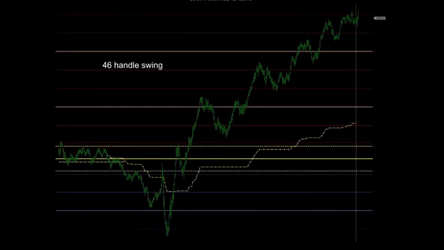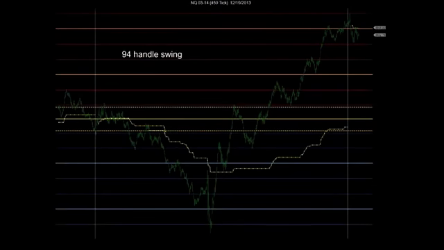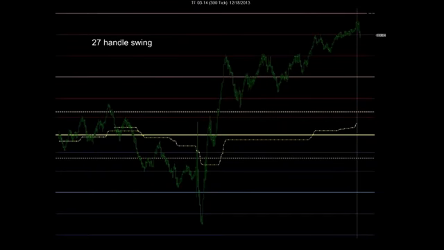Here is the ES 1500 tick with a 46 handle swing. Next is the NQ 450 tick chart with a 94 handle swing. Last is the TF 300 tick chart with a 27 handle swing. We are seeing a little more of the eGrid than usual due to the large swing. Let's look at a consolidation day after the FOMC event to explore another component.